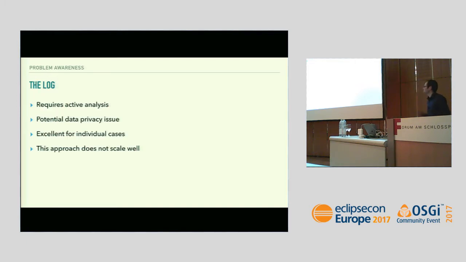The problem with the log file is that it requires active analysis. So you need to be aware of a certain problem, then you can look into it. You have the data privacy issue, meaning you cannot look in production in just some random log files, but you need to be made aware of a certain problem, and then you can do it for the analysis. It's excellent to have, but not sufficient in every case.